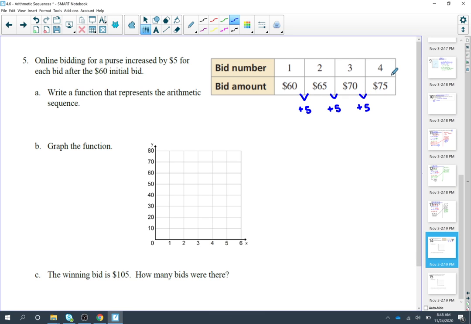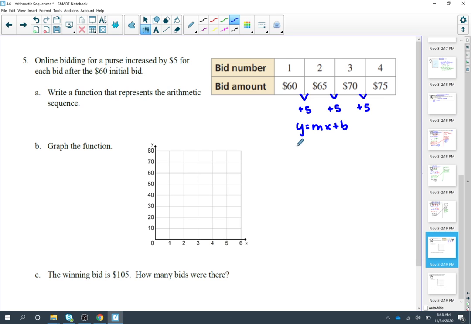Now it says write a function that represents the arithmetic sequence, and we know it's arithmetic because we have a constant rate of change. Now you can choose whichever method you want here. You can use the a sub n, or you can use the y equals mx plus b. I think I'm going to revert back to y equals mx plus b.